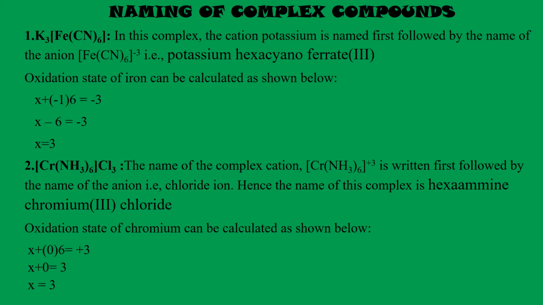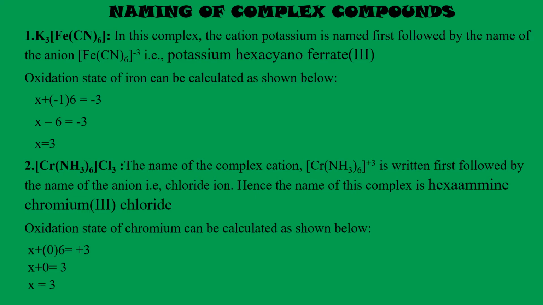[Fe(CN)6]3- is the complex ion. Students, we don't know the oxidation number of iron, so write it down as X plus (-1) into 6. How many ligands are there? 6. Each CN has a minus 1 charge. So minus 1 into 6 is equal to the total charge on the complex ion, that is minus 3. Minus 1 into 6 is minus 6. X minus 6 is equal to minus 3. So minus 6, if it goes to the right side, becomes plus 6. So X is equal to 6 minus 3, which is 3. Hence 3 is the oxidation state of iron. Understood, students? So this is the way we name the complex K3[Fe(CN)6].